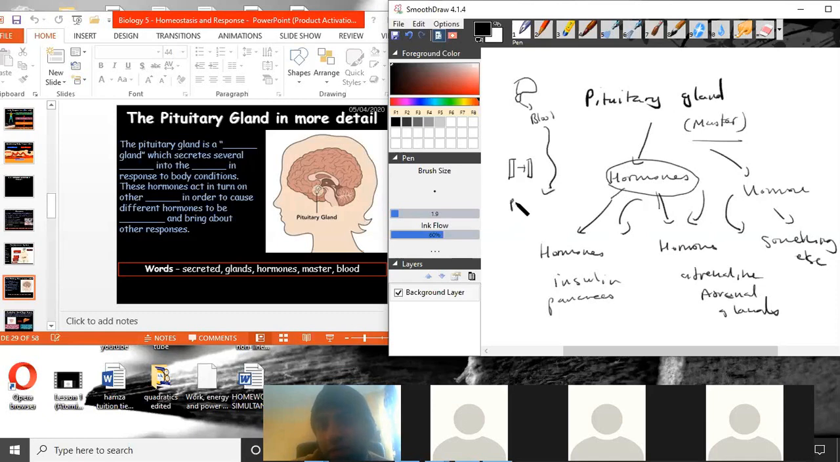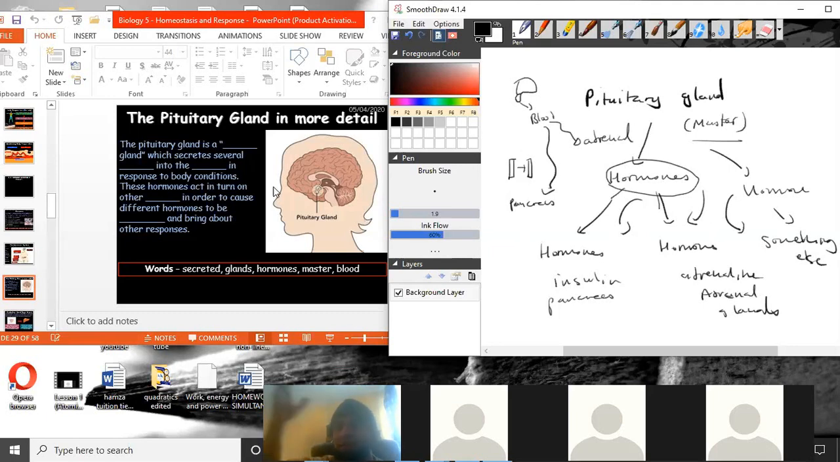It might carry it to the pancreas, which triggers the pancreas to release insulin. It might carry it to the adrenal glands, which triggers you to release adrenaline, and other places. So what we say here on the left, the pituitary gland is a master gland which secretes several hormones into the bloodstream in response to body conditions.